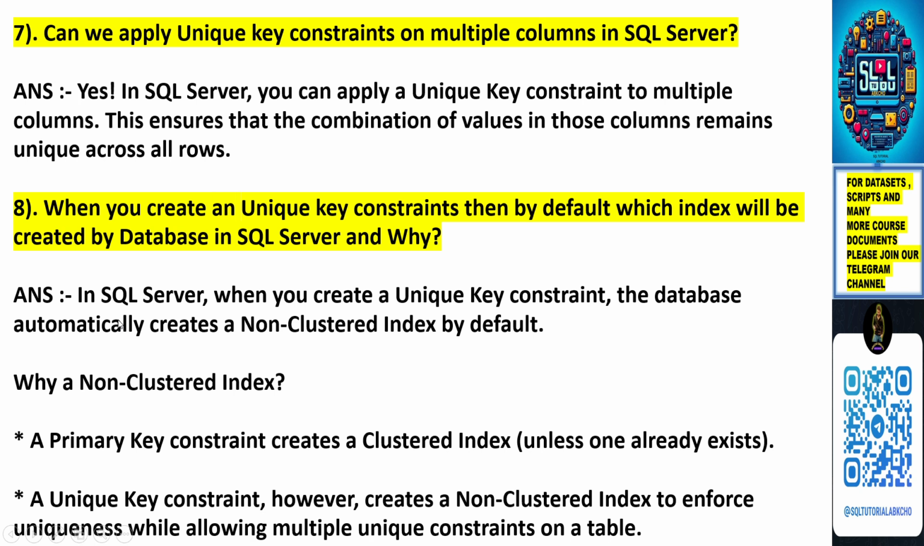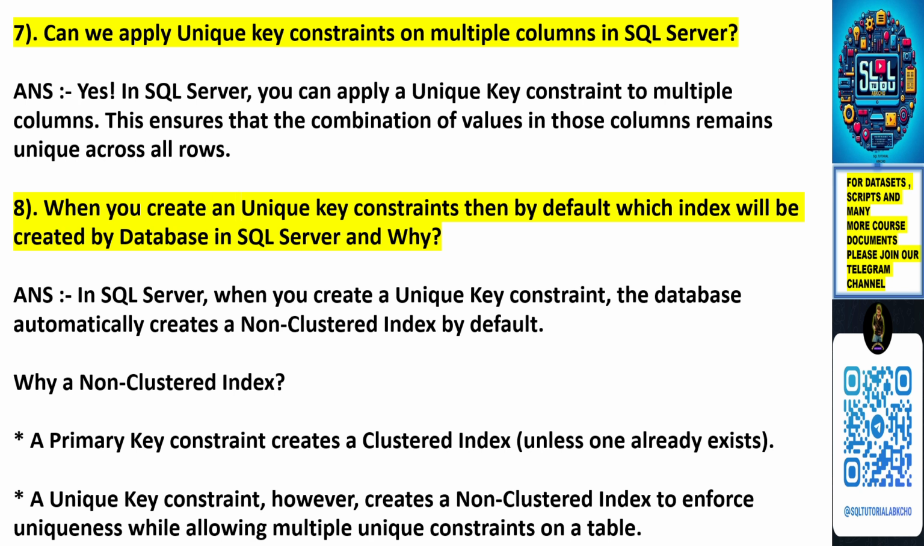So the seventh question: can we apply a unique key constraint on multiple columns in SQL Server? So the answer for this will be, yes. In SQL Server, you can apply a unique key constraint to multiple columns, and this ensures that the combination of values in those columns remains unique across all rows. Okay. So here the uniqueness is checked by the combination of the columns.